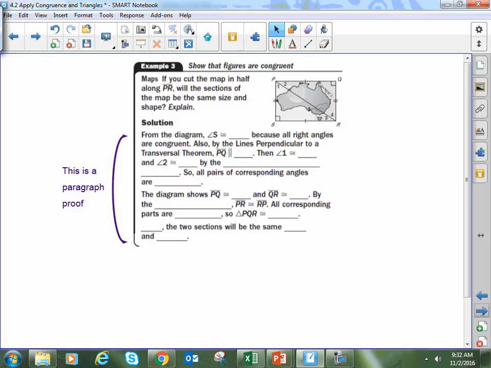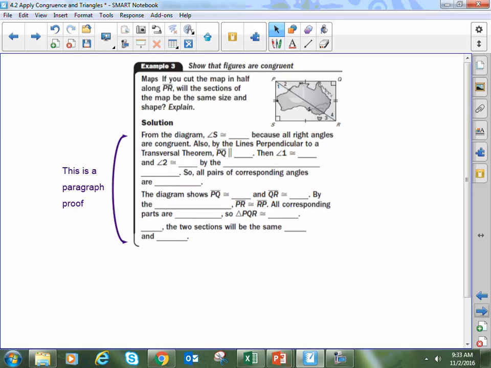Now, what we're looking at here is an example of how we can apply this to something beyond just the classroom. So here we have a map, it looks like a map of Australia. And what they're telling you is that we've created a rectangle around it, because the opposite sides are parallel or congruent to each other, and we have right angles. Then they're drawing the diagonal from P to R, so they're really cutting it into two triangles.